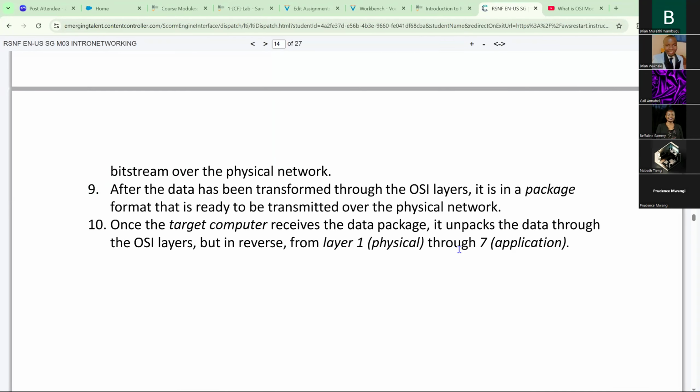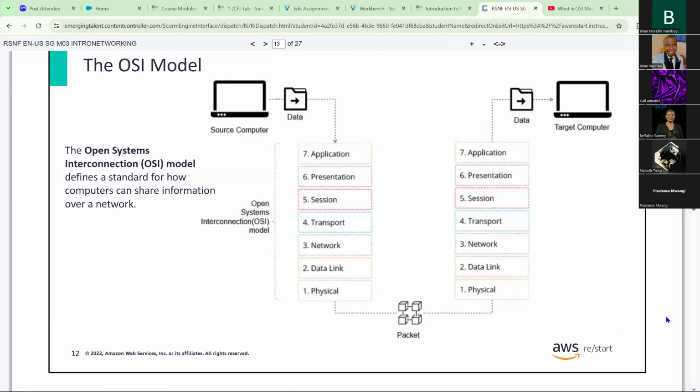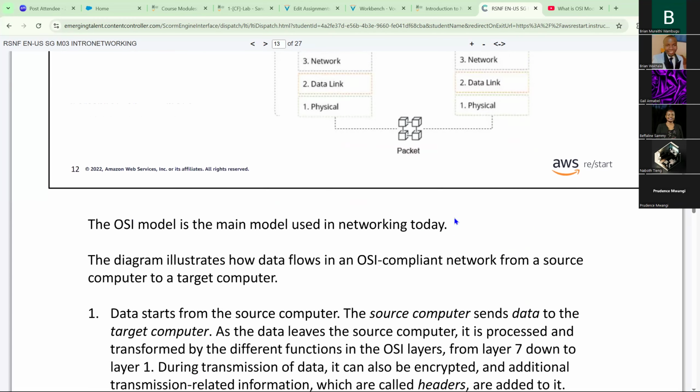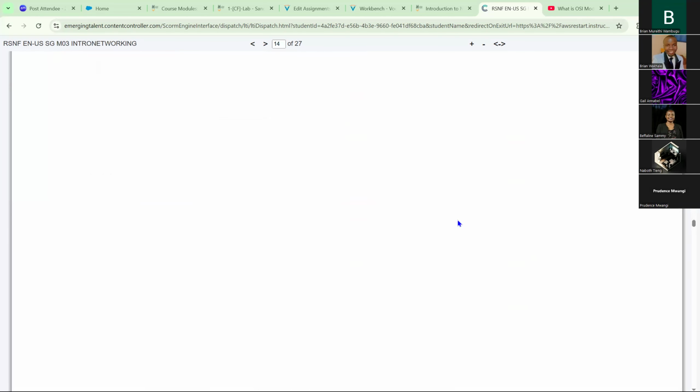Once a target computer receives the data package, it unpacks the data through the OSI layers, but in reverse. You see, we came from 7 to 1. Now it will start from 1 to 7 as it goes to the destination computer. When data was leaving our source computer, it started from layer 7 to layer 1. But now when it is going to the target computer, it will start at 1 all the way to 7. You see that? 7 to 1, then 1 to 7. That's how data moves.